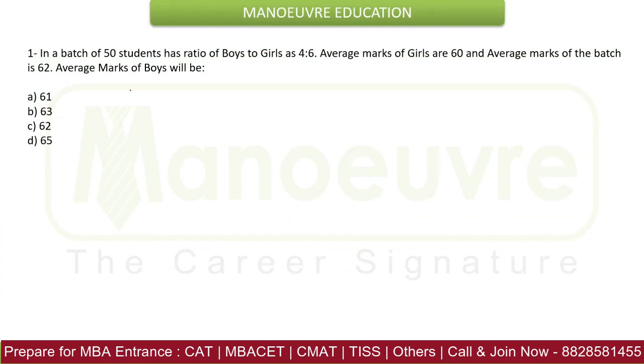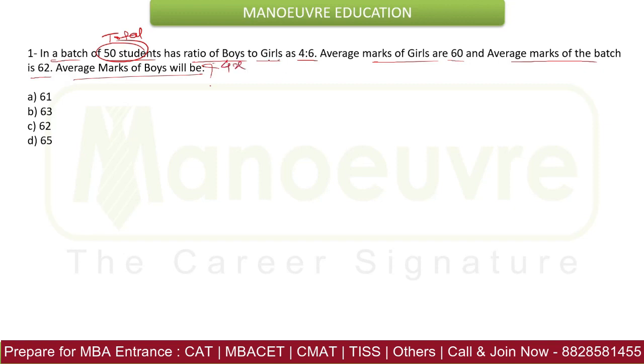Let's have a look at the first question. In a batch of 50 students, the ratio of boys to girls is 4:6. Average marks of girls are 60 and average marks of the batch is 62. So average marks of boys will be what? Fine. So total students are given as 50. The ratio of boys to girls is 4:6.